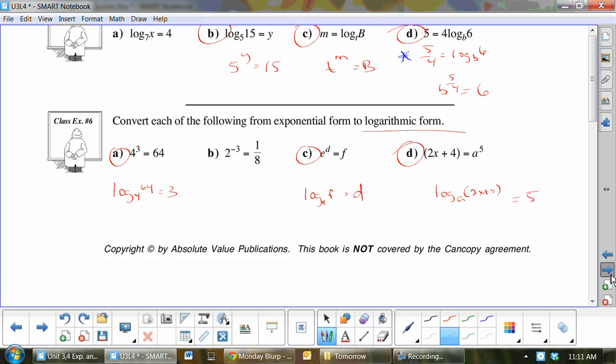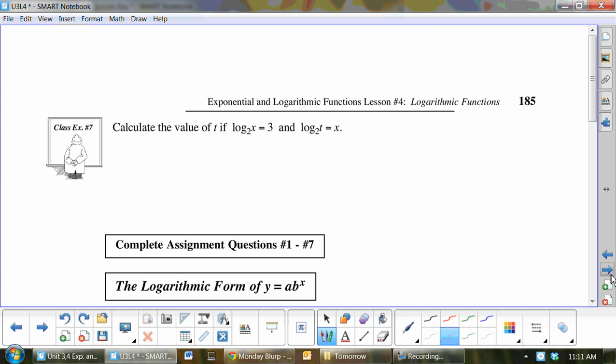Now, here is an excellent diploma question. Calculate the value of t. Highlighters come in handy here. If you actually highlight it, then you know you're looking for that thing. So I've got to find t. They say log 2 of x equals 3, and log 2 of t equals x.